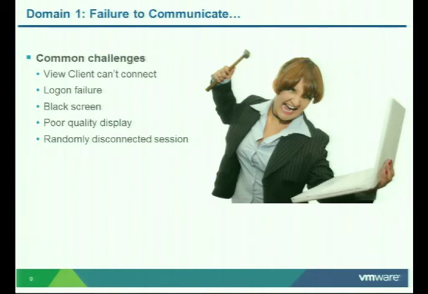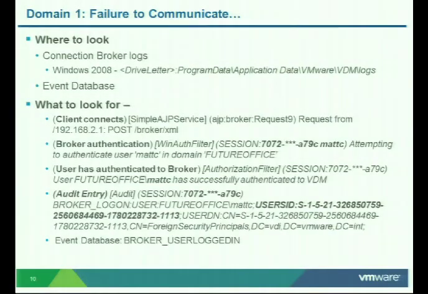Domain 1 is about connectivity to the View environment from the View client, or connectivity to the virtual desktop. So we'll talk a little bit about PCoIP and connecting to View and those kinds of things. This is where it gets a bit like, what's happening? There's a wall of text. So don't be too intimidated. We'll take you through it slowly.